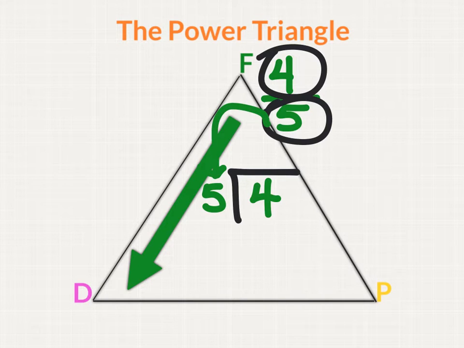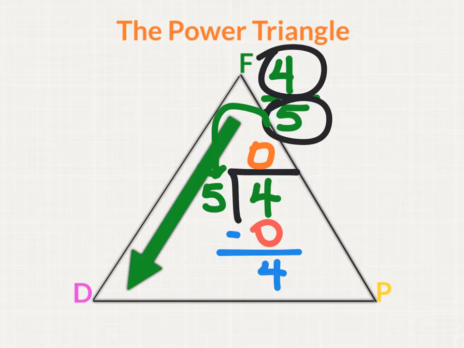I know that I can't make any groups of 5 from 4, so 0 goes at the top of my house. 5 times 0 is 0, and 4 minus 0 is 4. I have a remainder. I don't want a remainder. I need to place a decimal in the house and push it to the top of the house. And now add a 0 that I can bring down. When I bring that 0 down, I now have a total of 40.